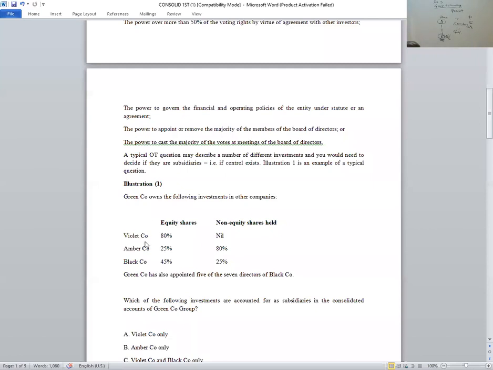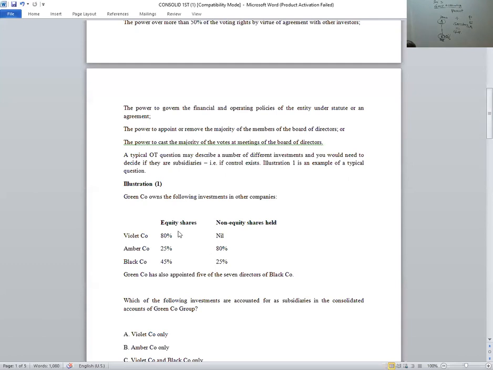So we have Violet Company, right? Green owns 80% of equity shares, and non-equity shares like preference shares, nil. In Amber, Green has 25% equity shares and 80% non-equity shares.